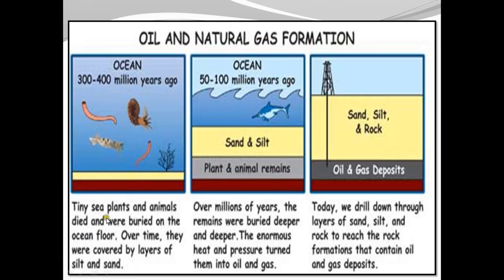As I told you, tiny sea plants and animals died and were buried on the ocean floor. Over time they were covered by layers of slate and sand. Over millions of years, the remains were buried deeper and deeper. The enormous heat and pressure turned them into oil and gas. And also today we drill down through layers of sand, slate and rock to reach the rock formations that contain oil and gas deposits. So here we can get the oil and gas deposits.